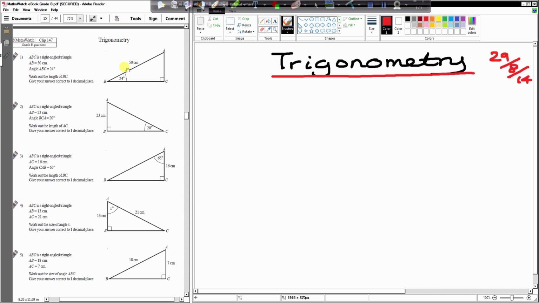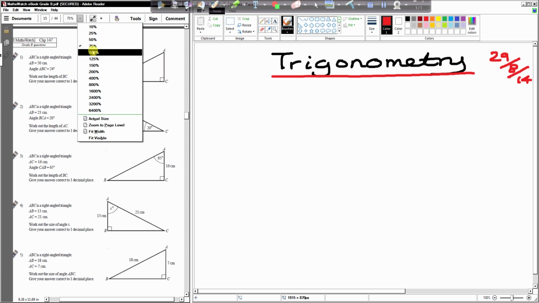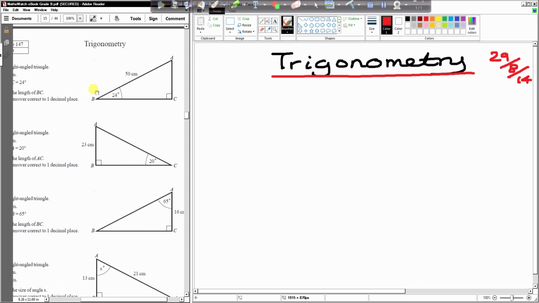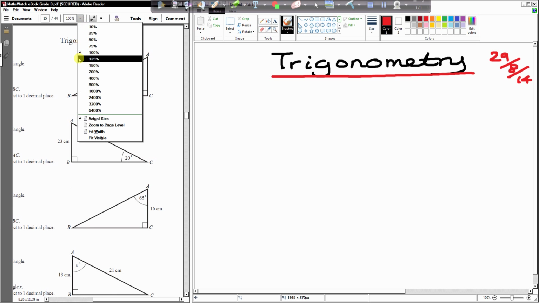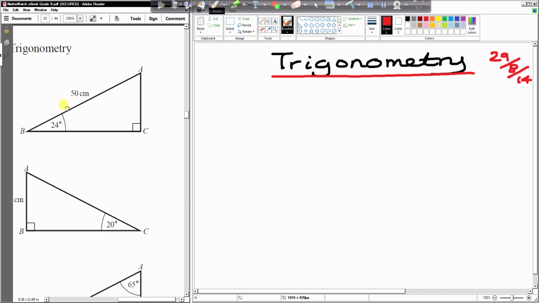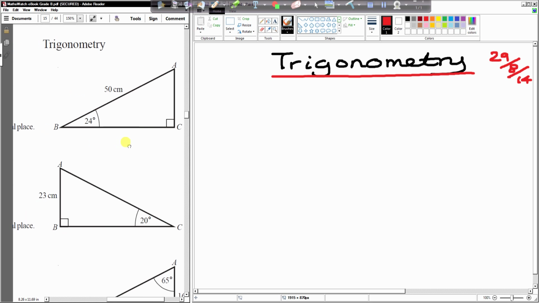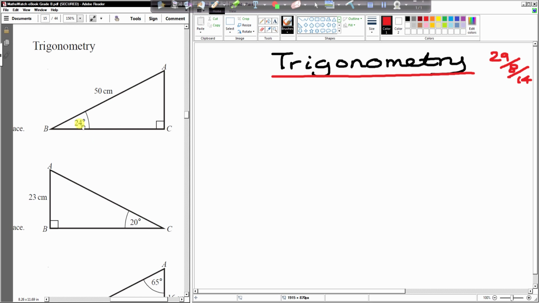Okay, yeah, I can zoom in. So first we'll just show you the title and everything else. Now we're going to zoom in a bit. Okay, let's make it a bit bigger. We're going to look at BC and make it a little bit bigger. Okay, this is the question here. And in this question we need to work out BC. So what we'll do, we'll highlight that.